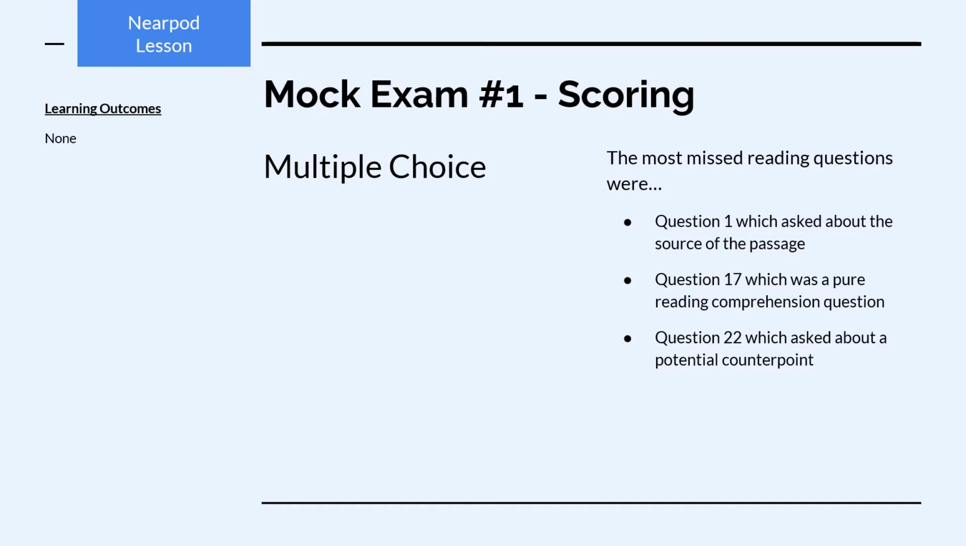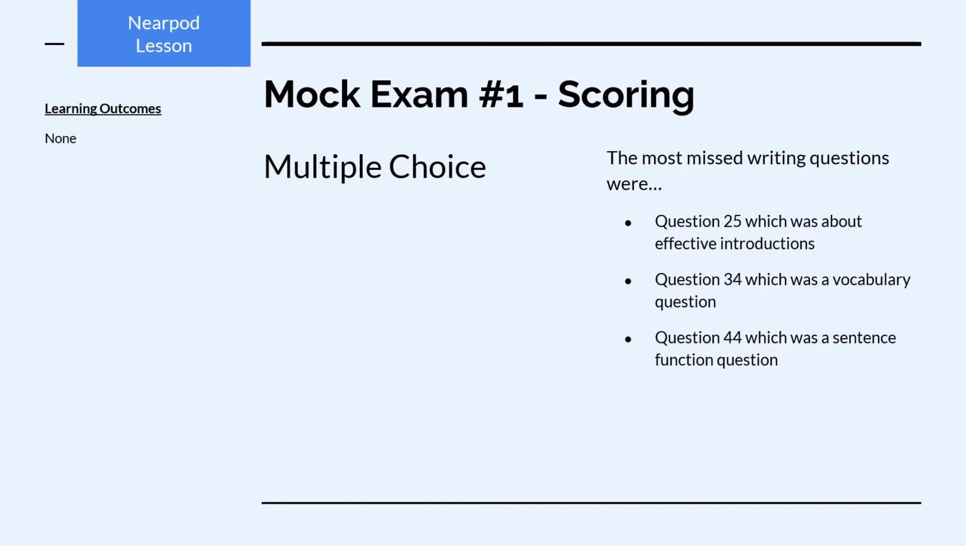Question 22 was another most missed question. It asked about a potential counterpoint to an issue. And that's kind of an interesting question because you'd expect to see that on a writing passage, but here it was on a reading passage asking you which of the following answers would best counter the author's argument. So we've studied counterargument before. We've studied that more recently, so hopefully you won't miss that one again.